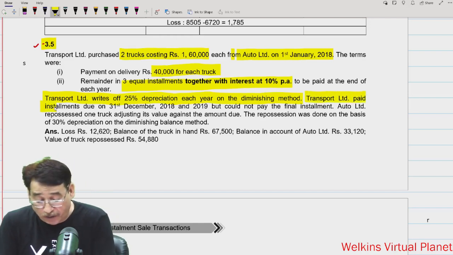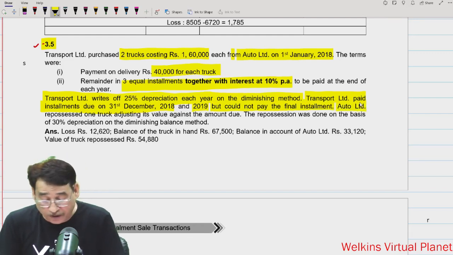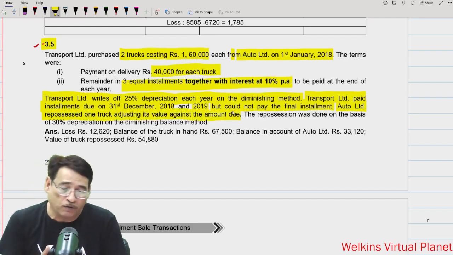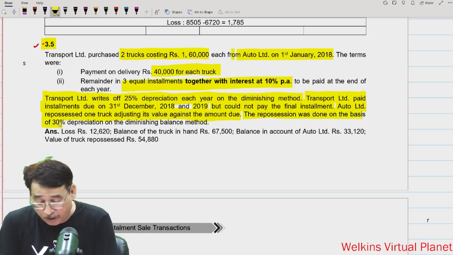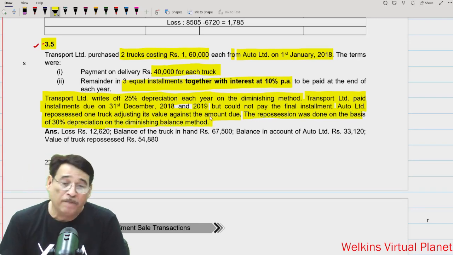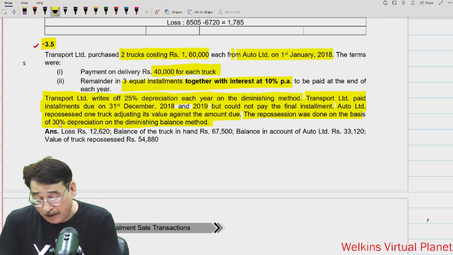Transport Limited paid the installments due on 31st of December 2018 and 2019. First and second installments have been paid, but the final installment could not be paid. So the vendor, Auto Limited, repossessed one truck and adjusted the value against the amount due. So one truck was repossessed out of two. That means one truck is still with the buyer. The repossession was done on the basis of 30% depreciation on diminishing balance method. So as you can see, the rate of depreciation as far as the vendor is concerned is 30%.